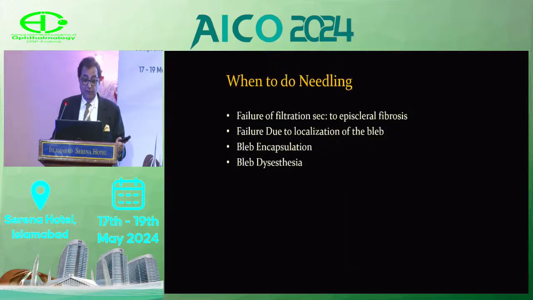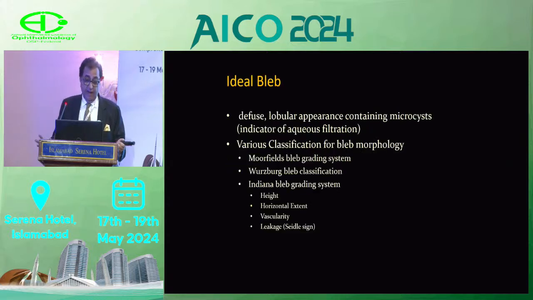So when do we do needling? Failure of filtration secondary to episcleral fibrosis, failure due to localization of the bleb, encapsulation, and bleb dysesthesia. So these are the 4 conditions where we prefer to do this procedure. And the ideal bleb is diffuse, lobular in appearance, and contains microcysts. Various classifications of bleb morphology are in the literature: Moorfields, Wurzburg, and the Indiana bleb grading system, which I normally use.